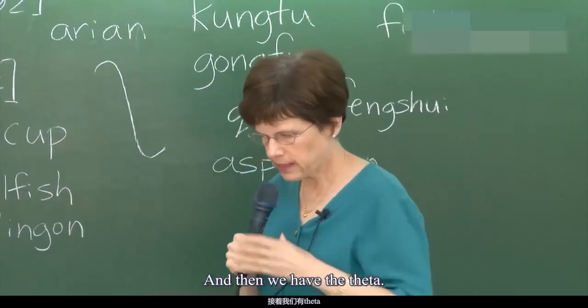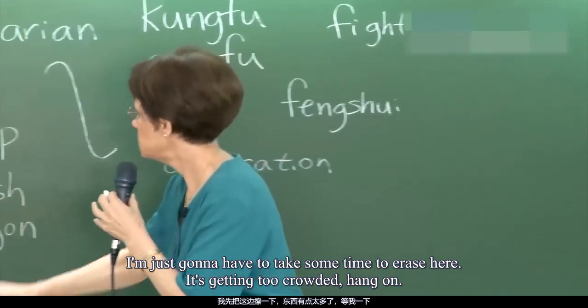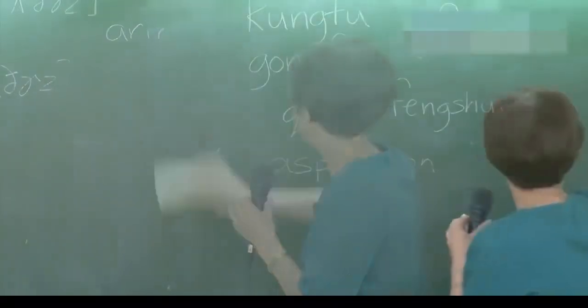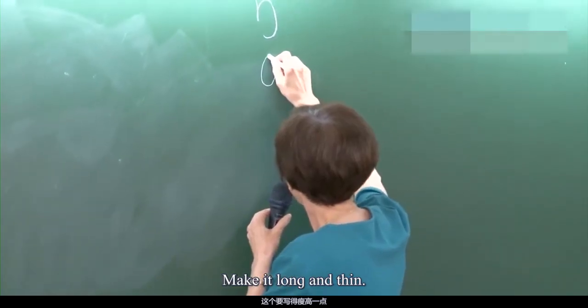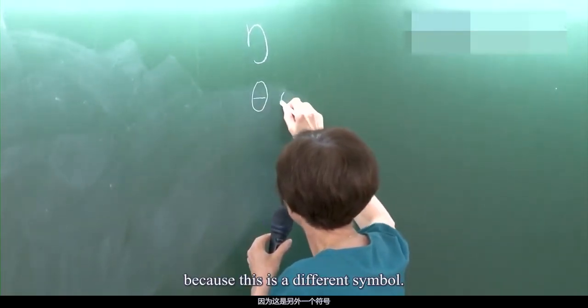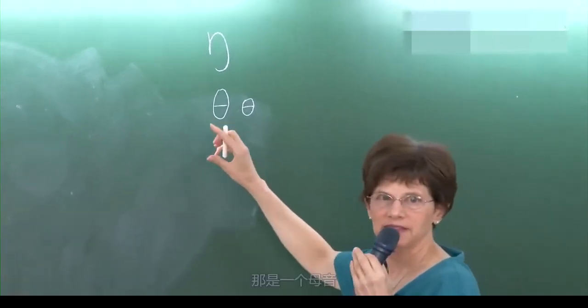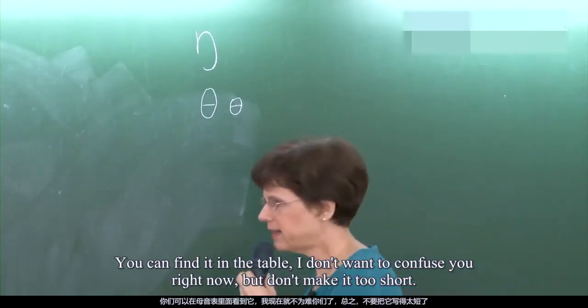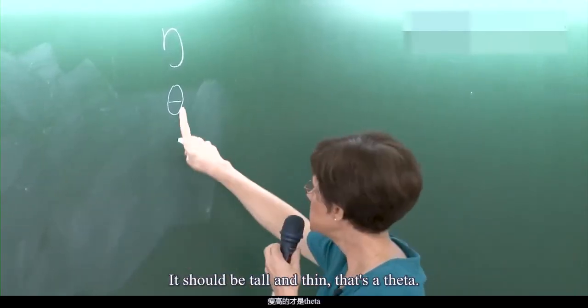And then we have the theta. And make it long and thin. I'm just going to have to take some time to erase here. It's getting too crowded. Hang on. So we have angma. Then we have theta. Make it long and thin because this is a different symbol. If it's short, 那是一个母音. You can find it in the table. I don't want to confuse you right now, but don't make it too short. It should be tall and thin.